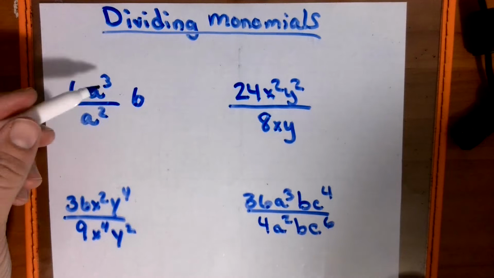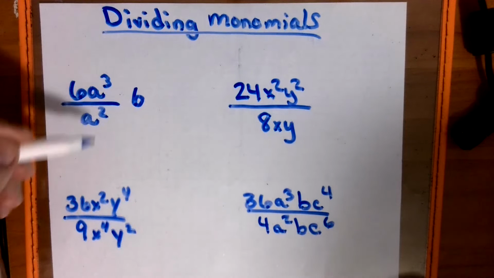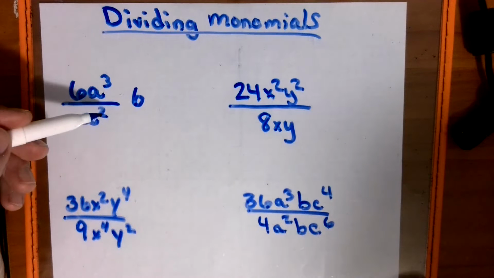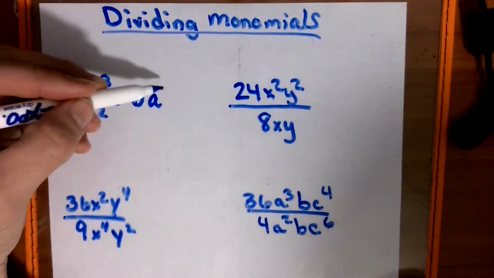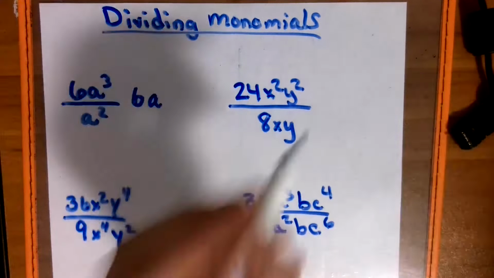And when we're dividing monomials, we don't add the powers anymore. We are subtracting them. So we have 3 take away 2, which is 1. So we have 1 extra A on top. If you want to have the power of 1, you can.